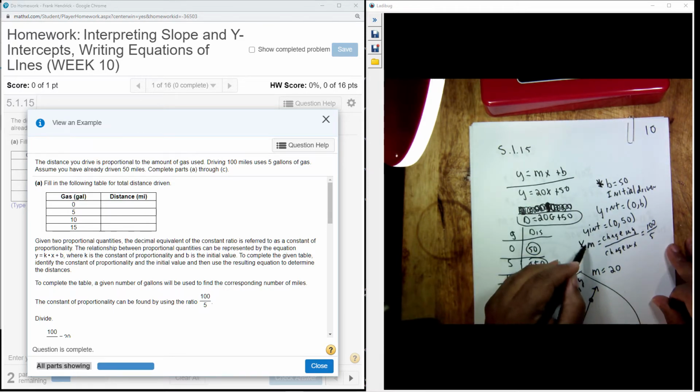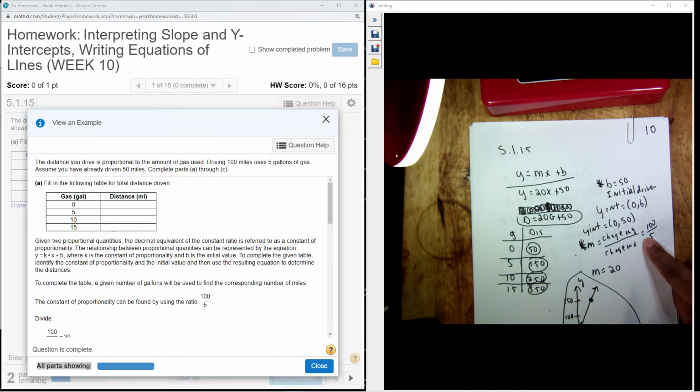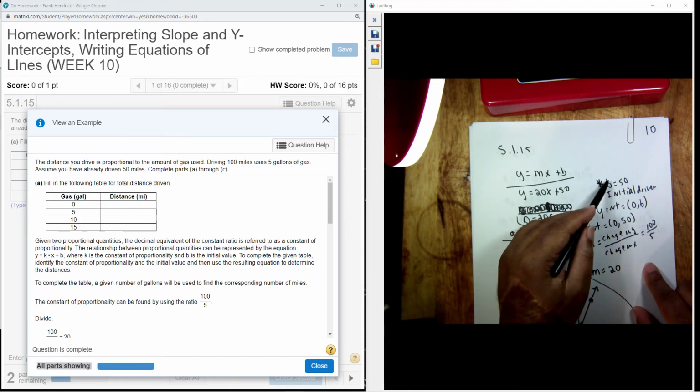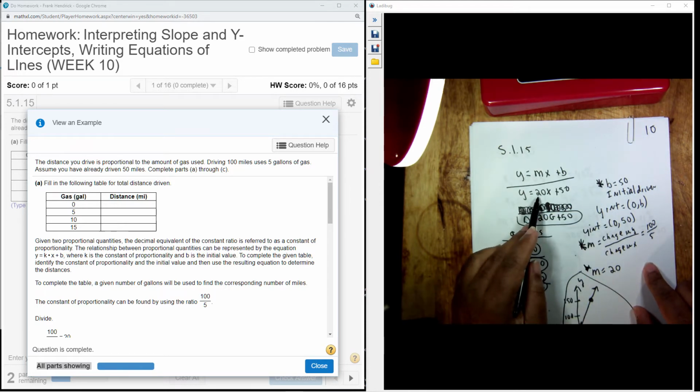So our m is the change in y divided by the change in x, which is going to be 100 divided by 5, which is given in the problem. So our slope here is 20. So now that we know what our b and our m are, we can plug it in. Now we have a model for the equation.